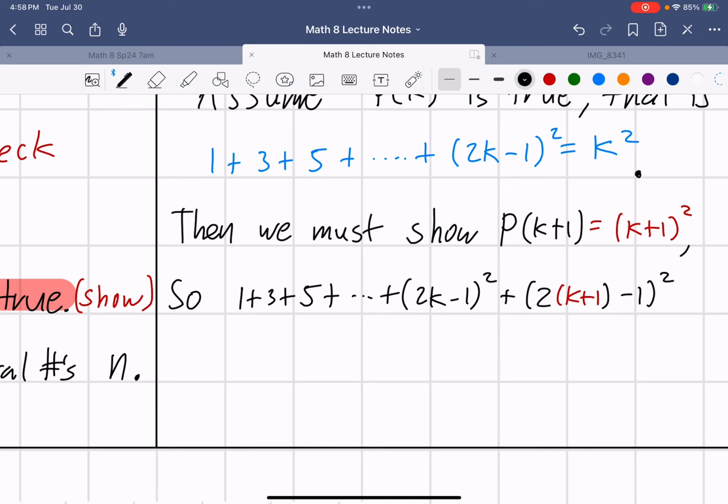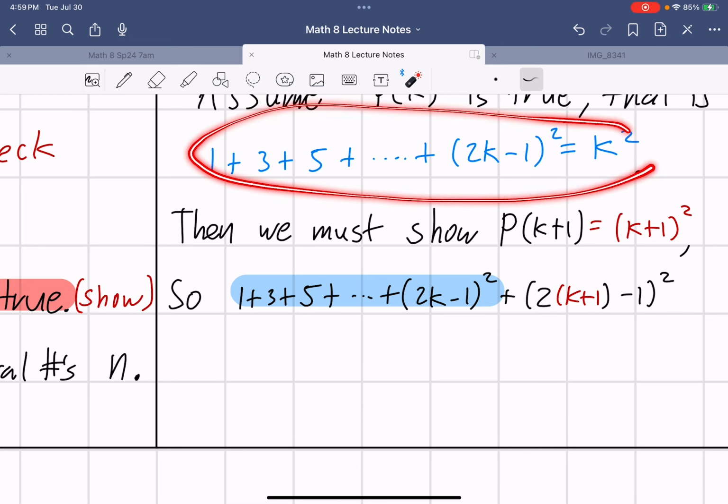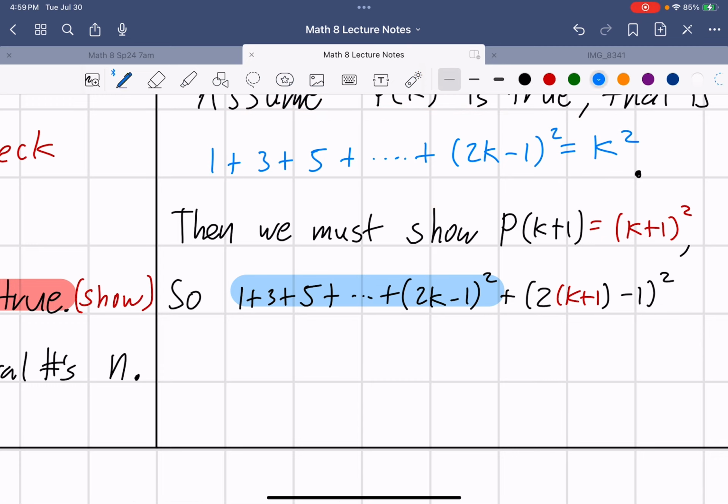Now, if you look here, right, this is exactly what I already assumed here. So I know all of this is equal to k squared, right? This whole thing here is k squared. And then I am going to add that with this next portion, right?